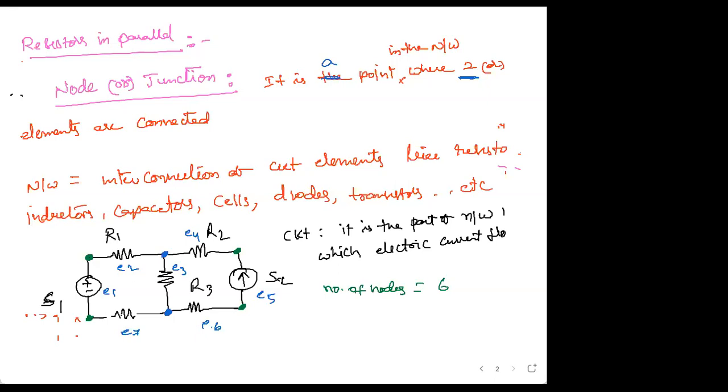But out of these nodes, the nodes where only two elements are connected are simple nodes.